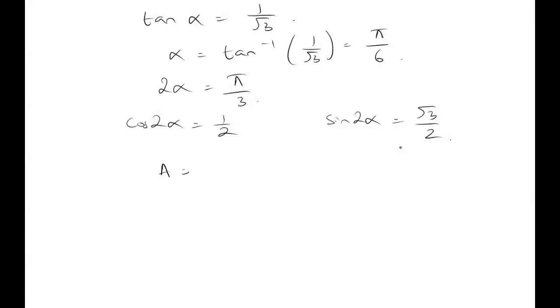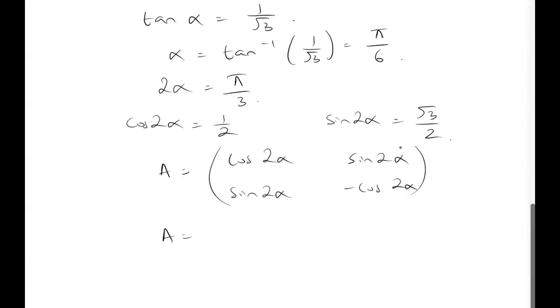If you remember, whenever we were doing reflections, the transformation matrix used to look like this: cos 2 alpha, sin 2 alpha, sin 2 alpha, and minus cos 2 alpha, with a negative sign on the last entry. So over here, my matrix A will look like 1 by 2, root 3 by 2, root 3 by 2, and minus 1 by 2. So that's my matrix A.